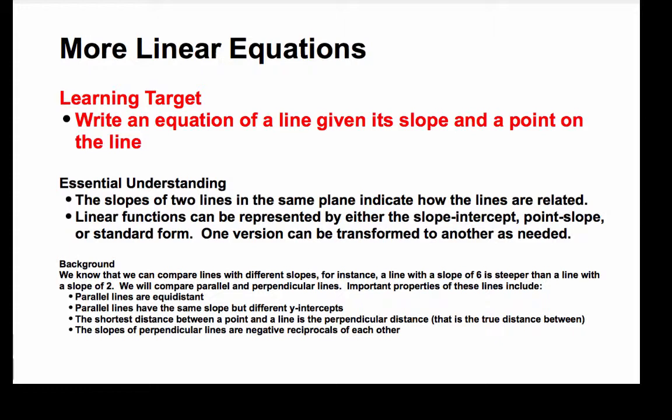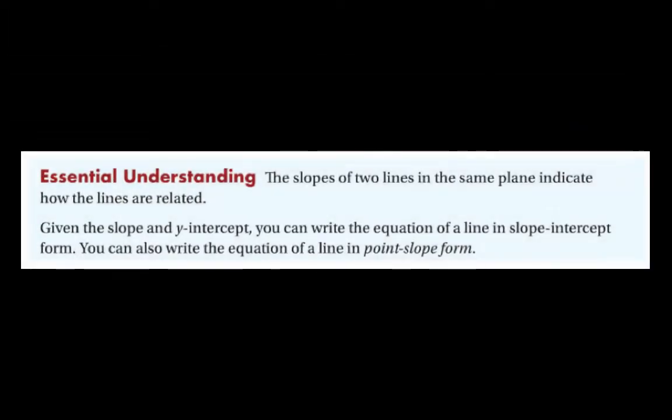The shortest distance between a point and a line is the perpendicular distance. That is the true distance between them. The slopes of perpendicular lines are negative reciprocals of each other. So like we said, the slopes of two lines in the same plane indicate how the lines are related.